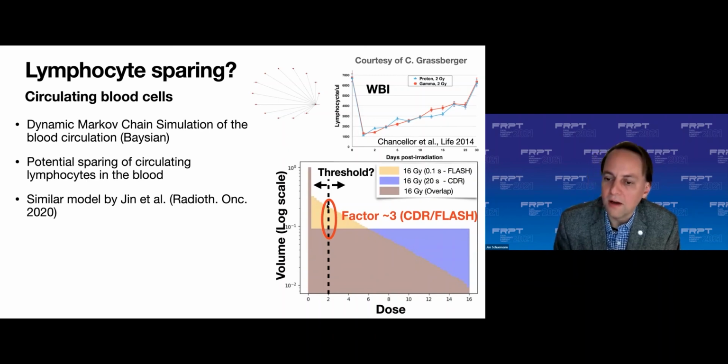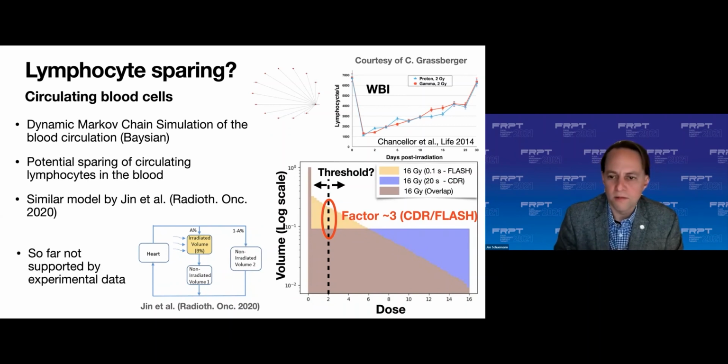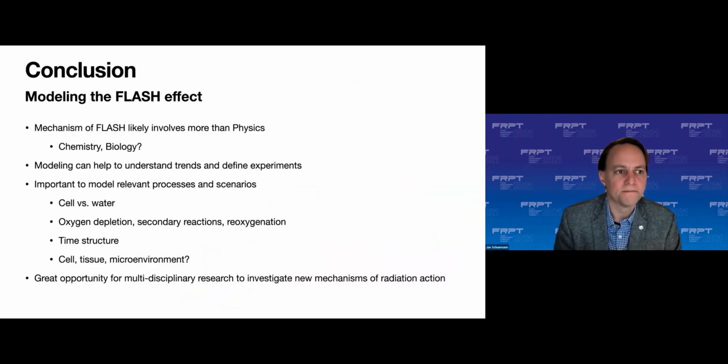And so if the circulating lymphocytes in the blood are actually important for the FLASH effect, then this might explain that. There are similar models by Jin et al., again basically having the blood flow through the heart and either an irradiated or non-irradiated volume. The major problem with these models is that so far they are not supported by any experimental data. Experimental data doesn't seem to show that circulating lymphocytes are what causes the FLASH effect.